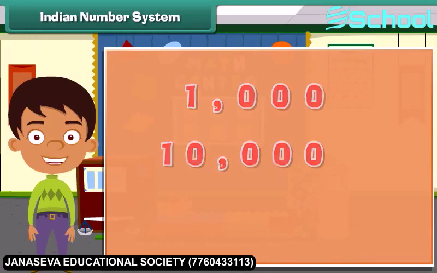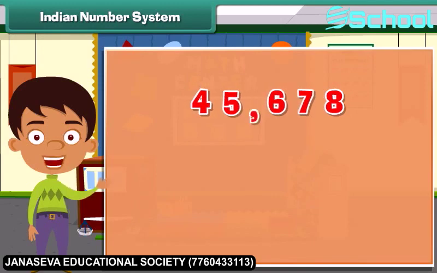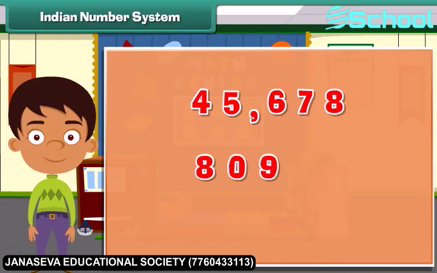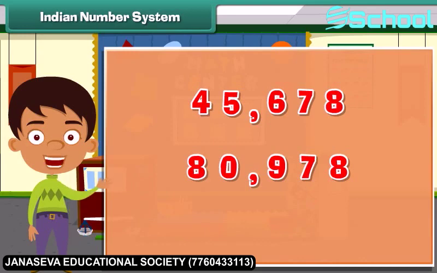Now consider the number 45678. The Indian number system will group it as 45,678. The number is read as 45,678. Consider another number, 80978. It will be written as 80,978 in the Indian number system and read as 80,978.